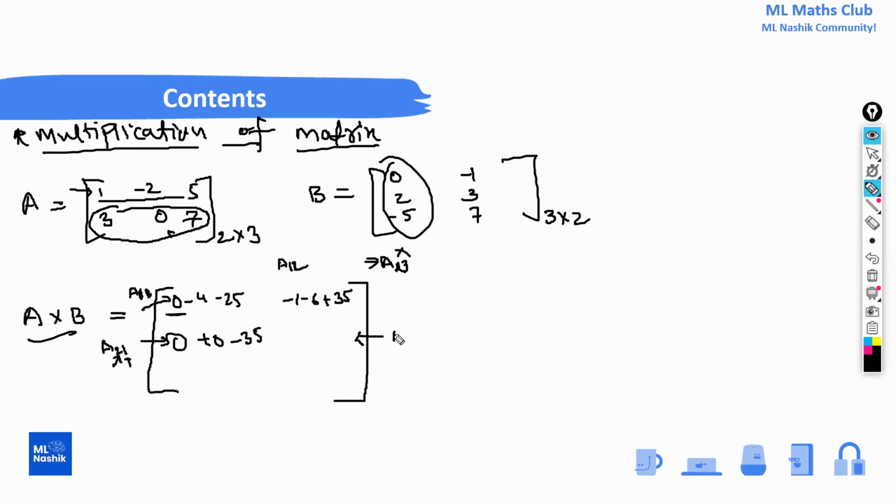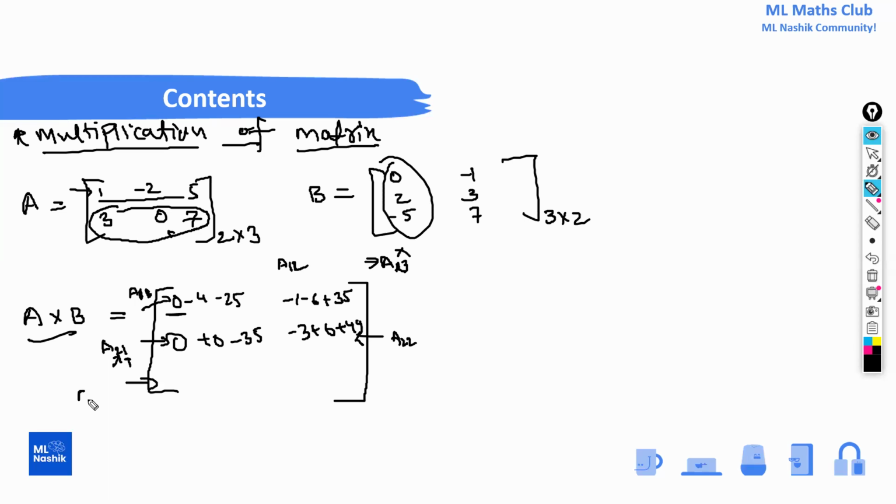Similarly, I have to find A22. So I have to multiply the second row with the second column. This is my second row and this is my second column. Just multiply the corresponding elements. 3 into -1 is -3. 0 into 3 is 0. 7 into 7 is 49. There will be no A23.